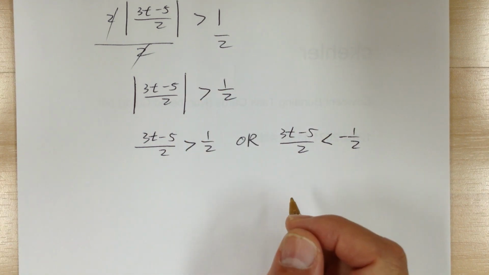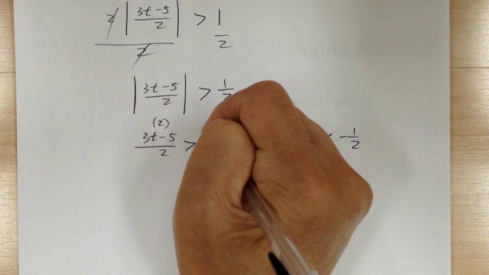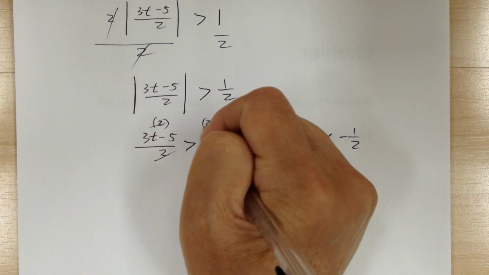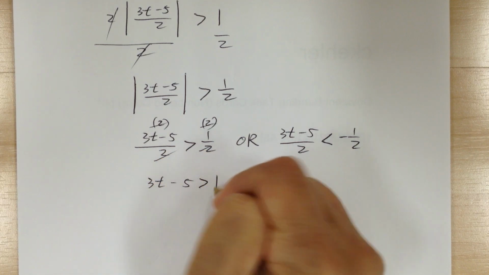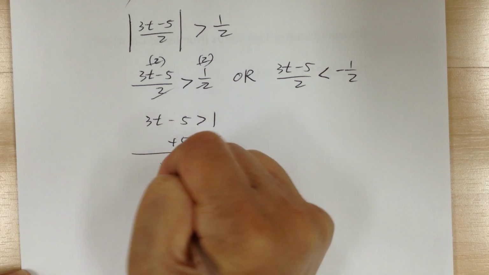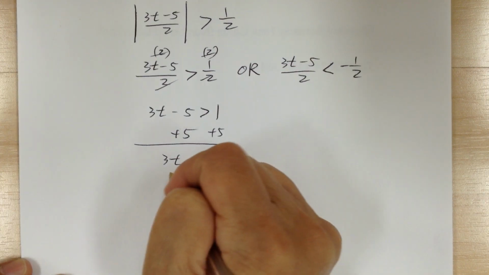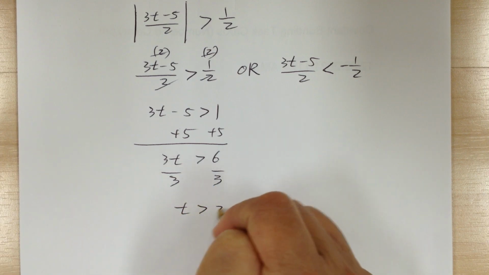Okay, so now let's go and solve. So this is a fraction, so I'm going to multiply both sides by 2. So that this will cancel with that. So you got 3t minus 5 is greater than 1. So plus 5, next. So you got 3t is greater than 6, divide by 3, divide by 3. So you got t is greater than 2.